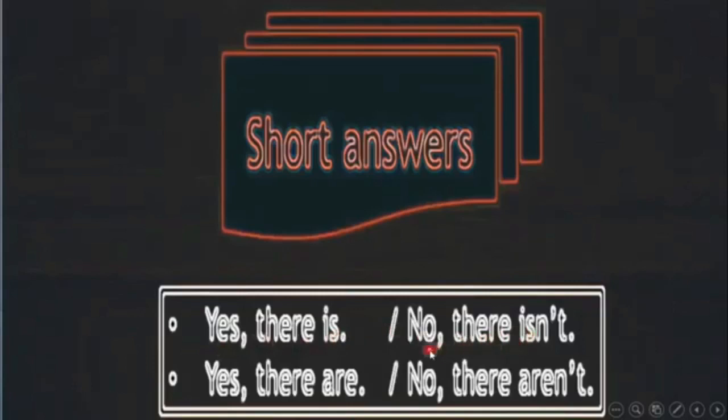If you're asking, is there a hotel beside the bank? You can answer, yes, there is, or no, there isn't. But if I'm asking you, are there 2 schools across from the hotel? You can answer, yes, there are, or no, there aren't. No, there aren't, okay?